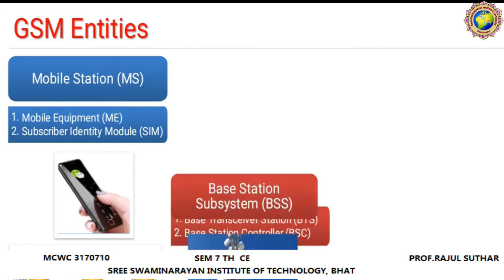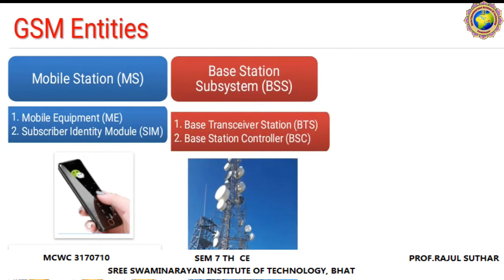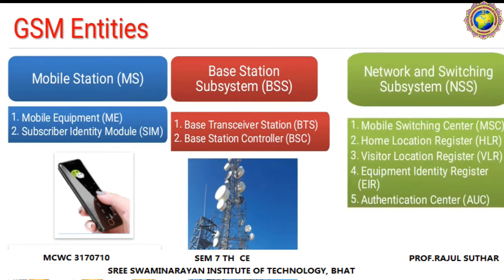Then the base station subsystem. We are all familiar with the base station. Look at the image, it covers the base transceiver station and the base station controller, BSC. Then the network and switching subsystem. We already discussed the network and switching subsystem, like the mobile switching center MSC, home location register HLR, visitor location register VLR, equipment identity register EIR and authentication center AUC. We already discussed this part.